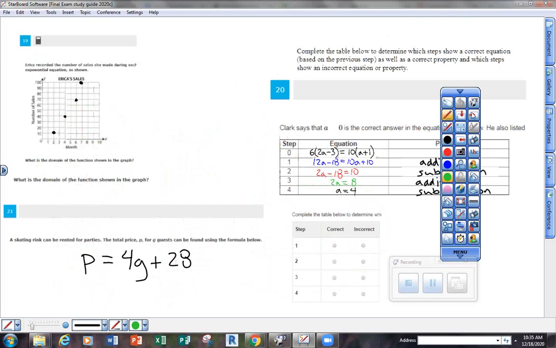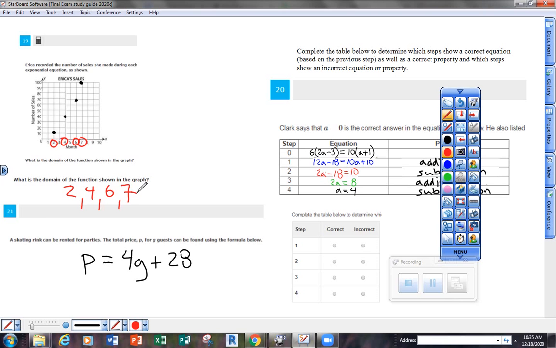All right, next one. For the domain, I was only looking for these x values. If you gave me anything else, I marked you wrong. 2, 4, 6, 7. Anything else, I marked you wrong. If you gave me a coordinate, I marked you wrong. If you gave me the y values, I marked you wrong.